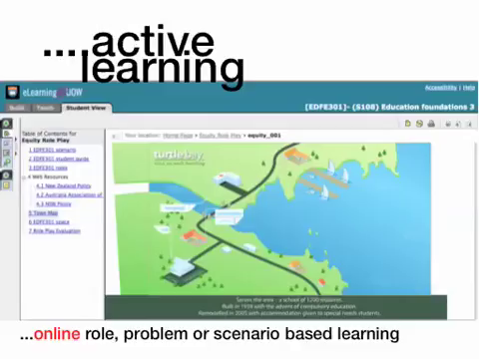There's a lot of different active learning strategies out there. The common ones are online role plays, problem-based learning, or scenario-based learning.